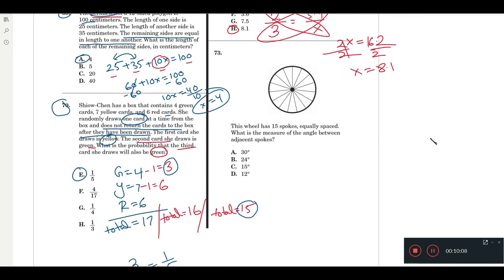This wheel has 15 spokes, so there are 15 of these if you count. And now it says equally spaced. So what is the measure of each angle in between? A circle is 360.